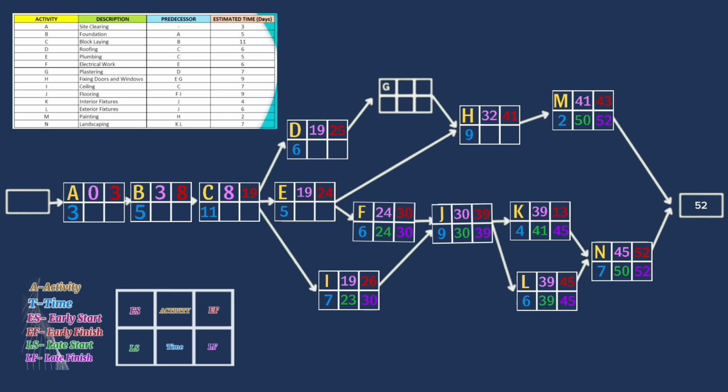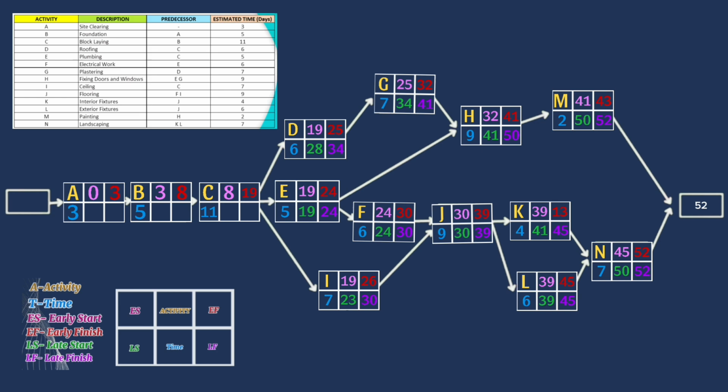On the upper side, the latest finish time for activity H is 50. 50 minus 9 is 41. For activity G, 41 minus 7 is 34. While for activity D, 34 minus 6 is 28. Activity E requires both activities F and H, and the lowest value is 24. So for activity E, 24 minus 5 is 19.